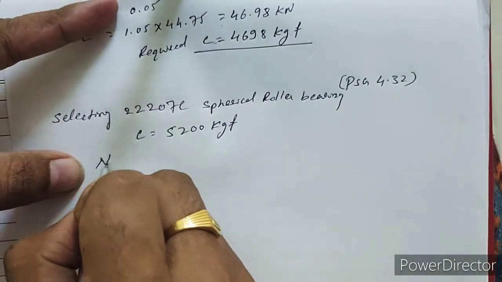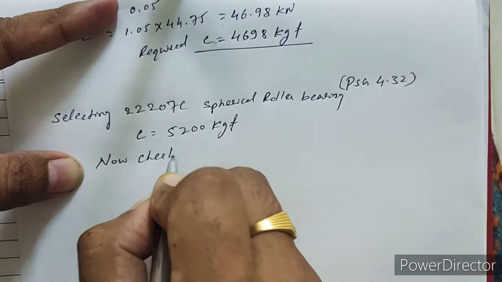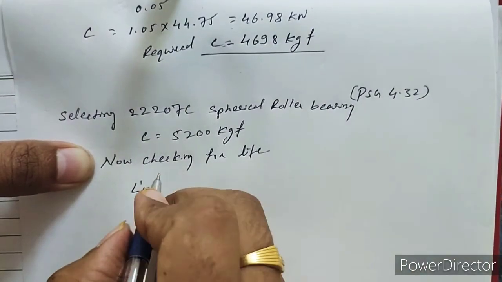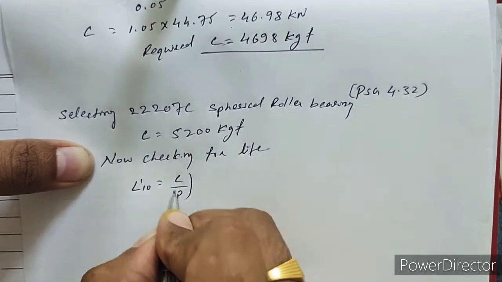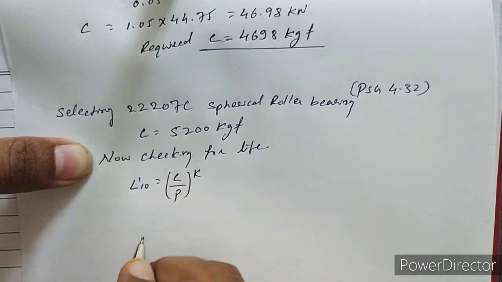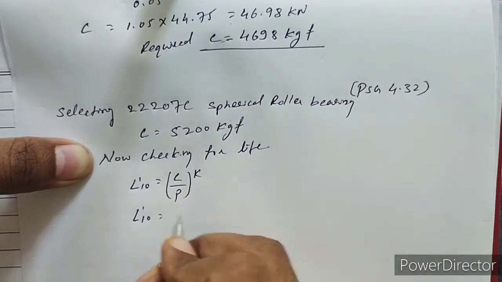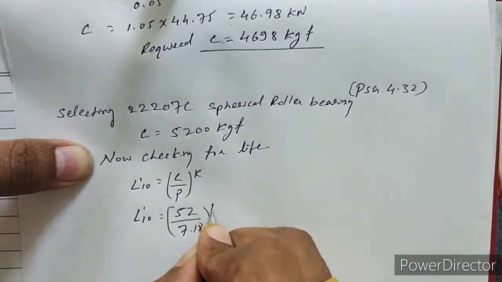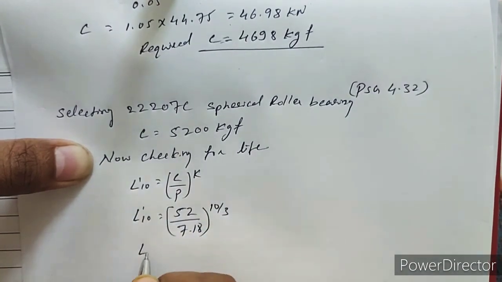Lastly, we will check whether it is giving the required life or sufficient life. Here L10 equals (C by P) whole raised to k. The C value given for the bearing is 52 kilonewton, and P is 7.18, raised to 10 by 3. On calculating this, we will get a value of 734.7 million revolutions.